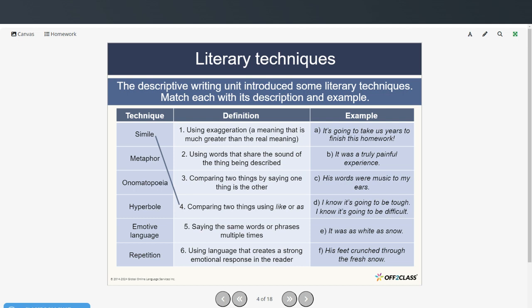So the descriptive writing unit introduced some literary techniques, and so we're going to match each with its description and then an example. So for example, we have simile, the technique, which means comparing two things using like or as. And then here, the example would be, it was as white as snow. All right, so go ahead and try that for the rest of these and then restart when you're ready to check your answers.